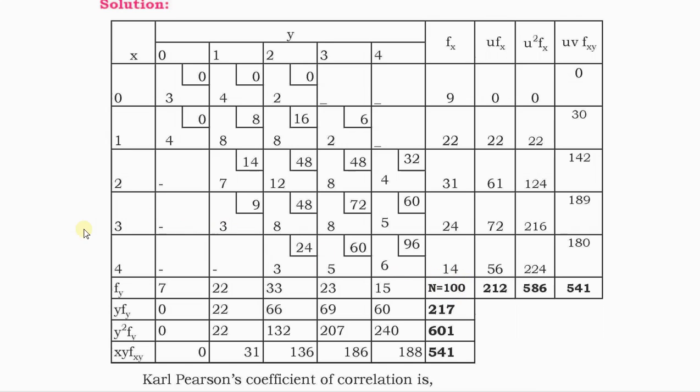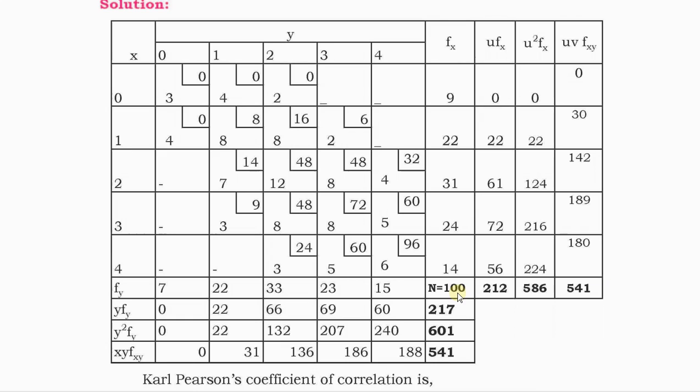Okay. Similarly, let me explain this column here, fy. So fy means frequency of the variable y. If you add it vertically like this, 3 plus 4, 7. 4 plus 8 plus 7 plus 3, 22. 2 plus 8 plus 12 plus 8 plus 3, 33. 2 plus 8 plus 8 plus 5, 23. 4 plus 5 plus 6, 15. So total is 100. If you take the total of fx and the total of fy, both of them should be equal to 100.